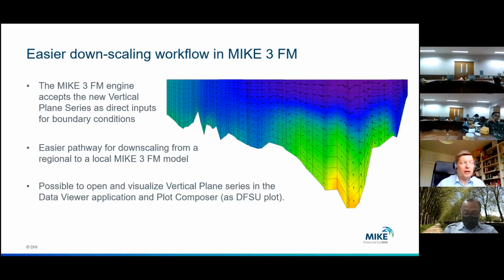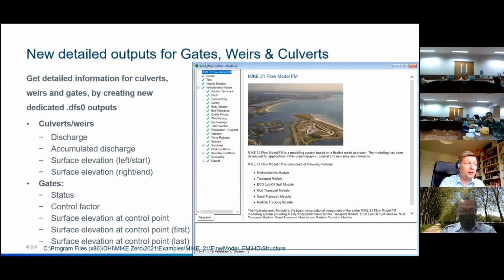Then we have an easier, improved downscaling possibility in the models. So if you have a coarse, large model and a fine model in your area, then you can extract vertical boundaries at any location in your coarse model and use that as input conditions for your fine model. So you have 3D boundary conditions actually.